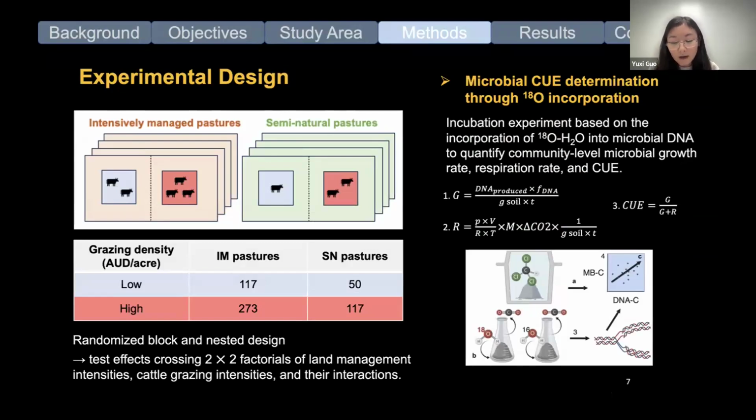And to quantify the microbial carbon metabolisms, we incubated our soil samples for 48 hours with oxygen 18 labeled water. After the incubation, we measured how much labeled oxygen was incorporated into the microbial DNA for getting their growth rate. At the same time, we measured respiration by tracking the CO2 accumulation in the incubation container. These measurements together allow us to calculate the microbial carbon use efficiency.